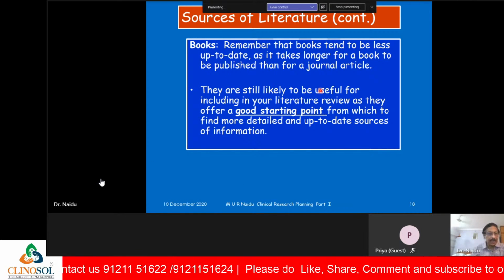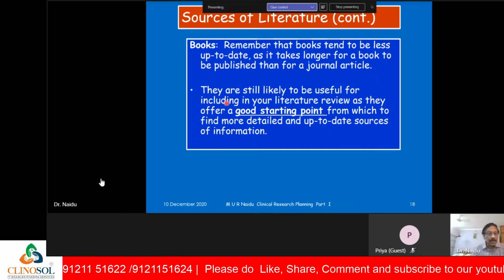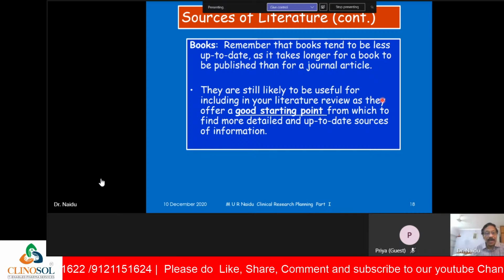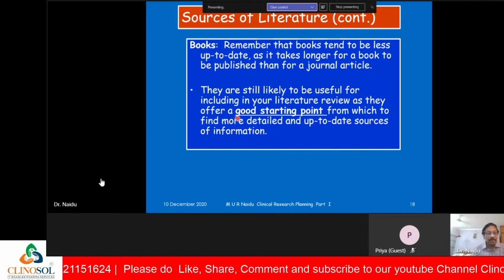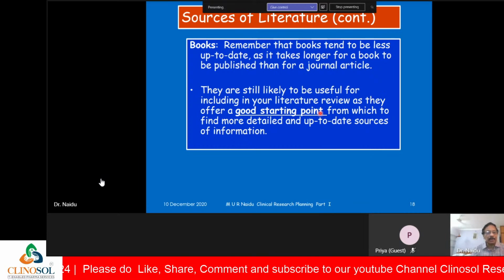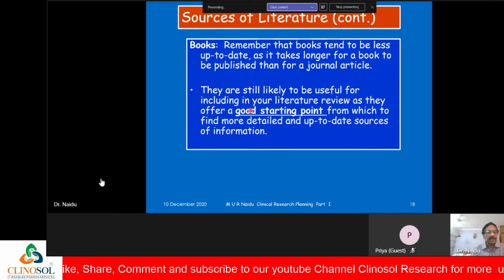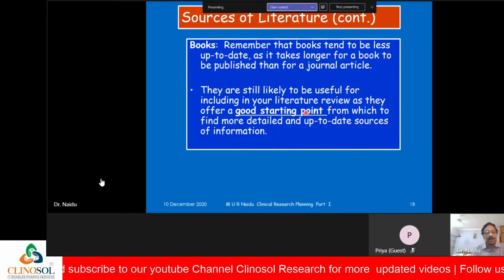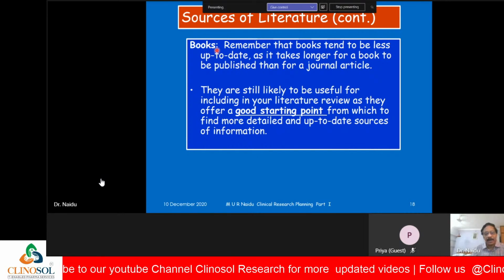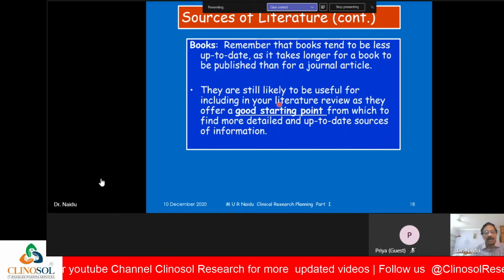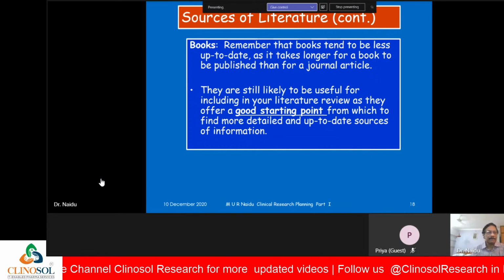They are still likely to be useful for including in your literature review, as they offer a good starting point. For a person who is just starting a clinical trial or clinical research, yes, referring to a book is very good. So for those who are starting, it is a good starting point, they can take a book and they can have some additional up-to-date data.